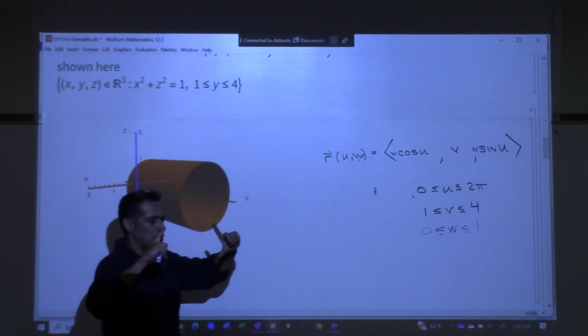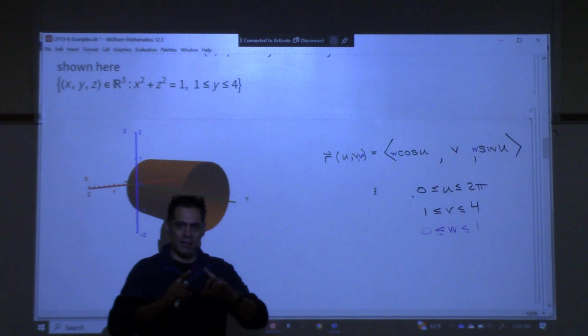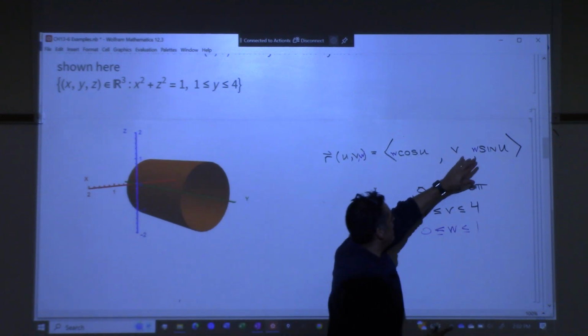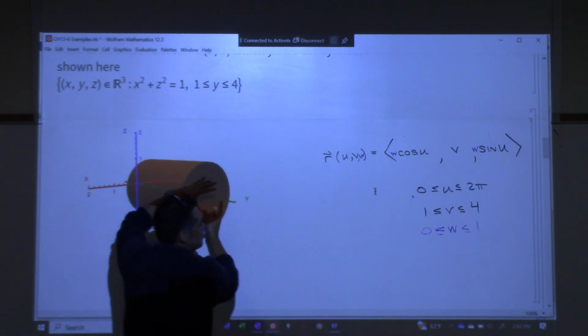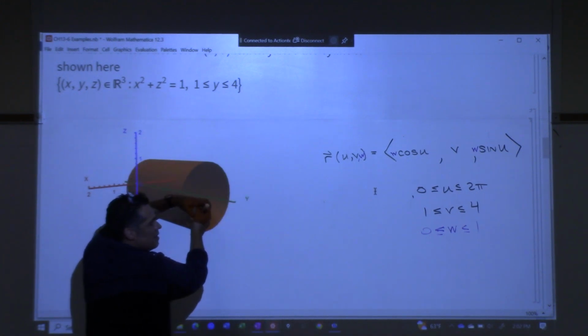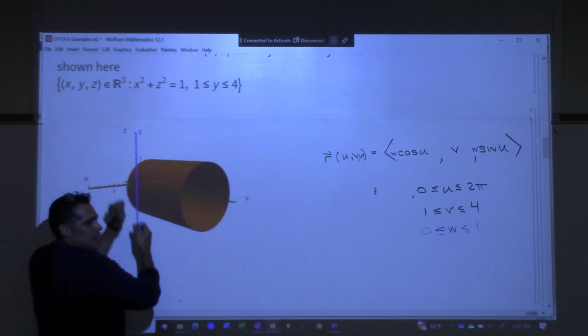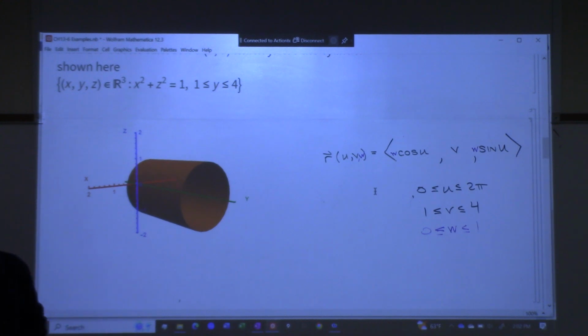Because the w now controls your radius. So this is taken care of. This is drawing a disk, right? That's drawing a disk with the radius between 0 and 1. And then the v is just taking it back. So you get the solid. So you need a third variable, unfortunately.